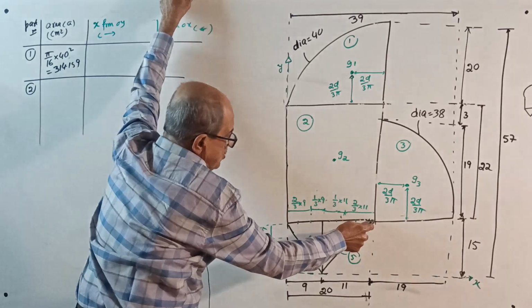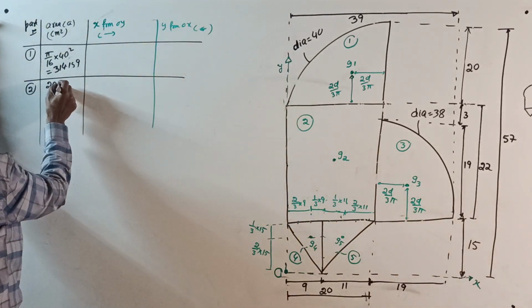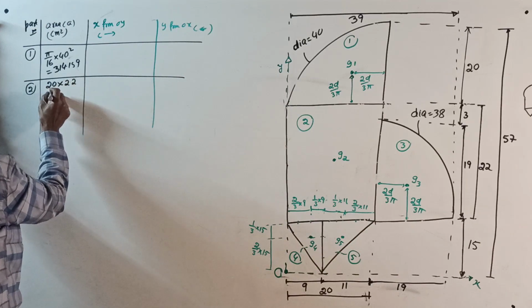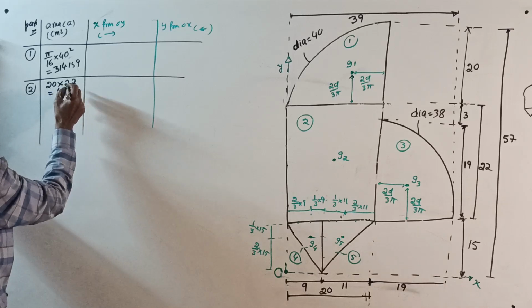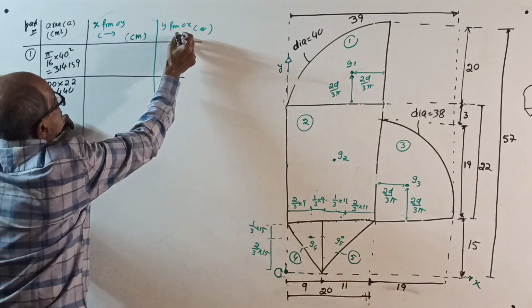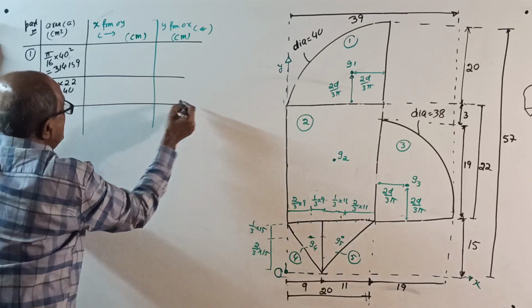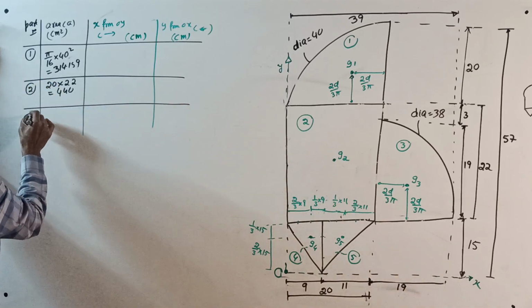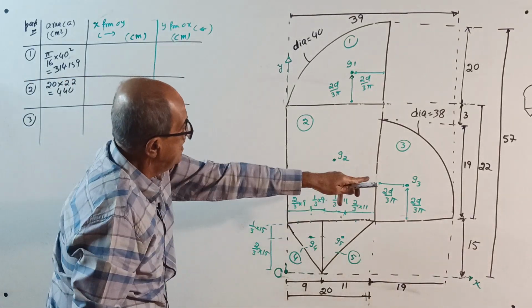Figure number 2. Rectangle 20 by 22 equals 440 centimeter square. This is in centimeter, this also in centimeter. Okay, figure number 2 over. Figure number 3.